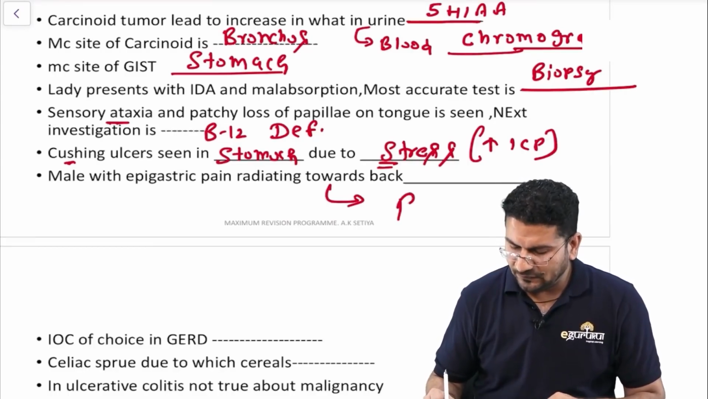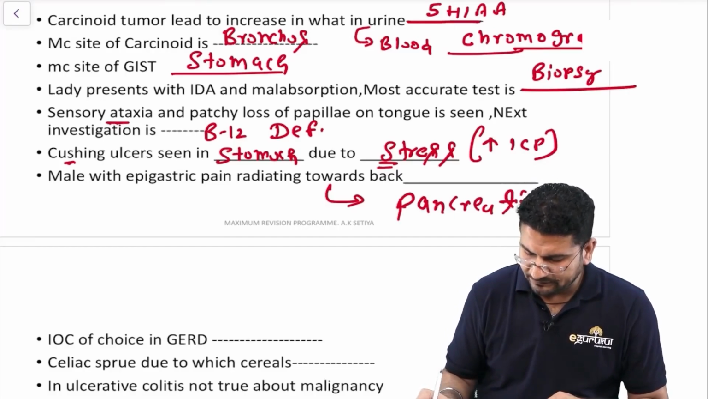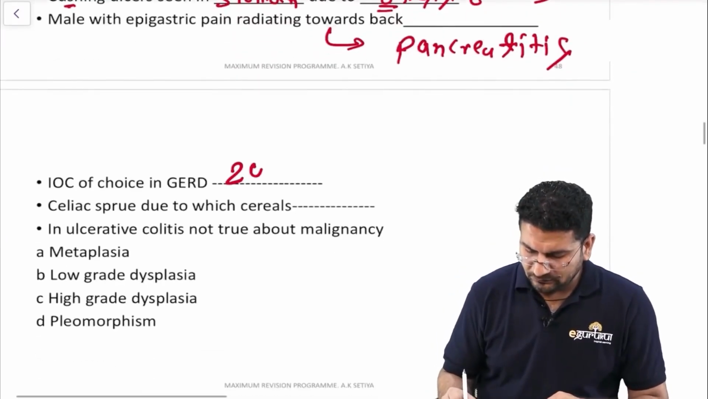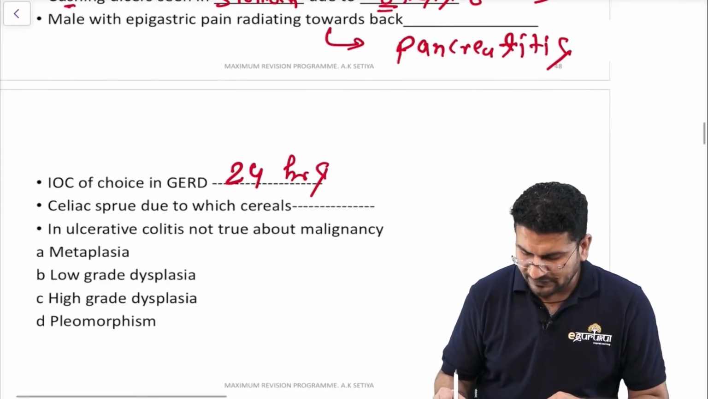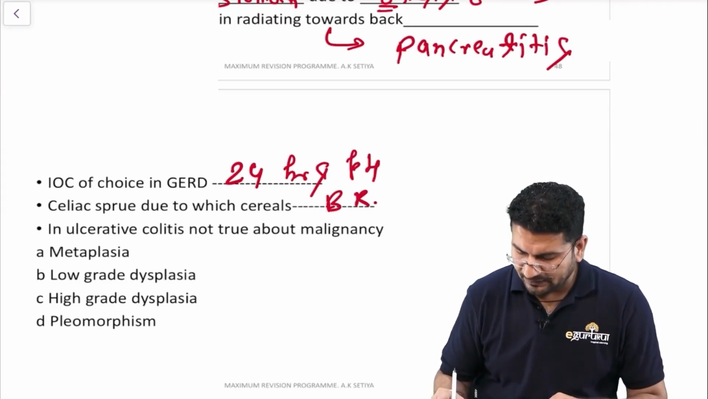Male with epigastric pain radiating towards back. This is a case of pancreatitis. GERD, how we measure? 24 hours pH monitoring. Celiac disease, remember the cereals: barley, rye, oat, wheat.